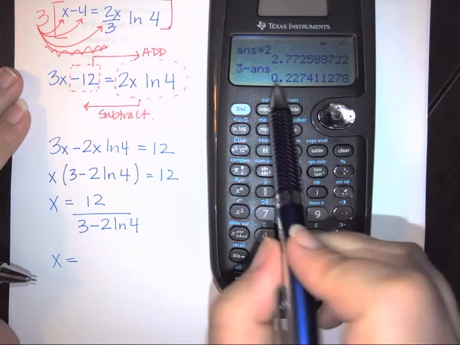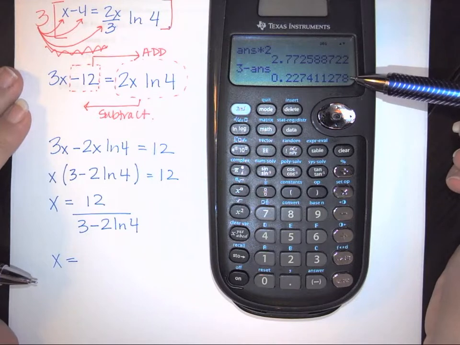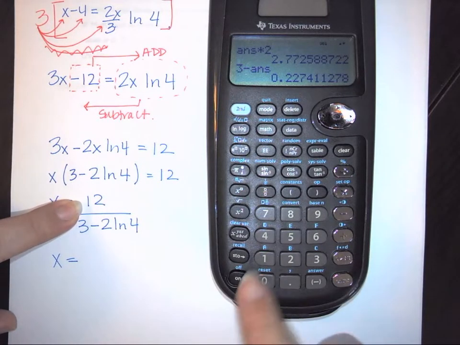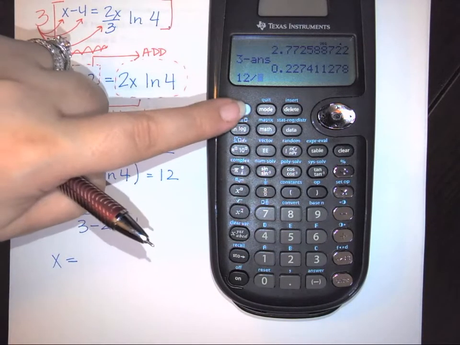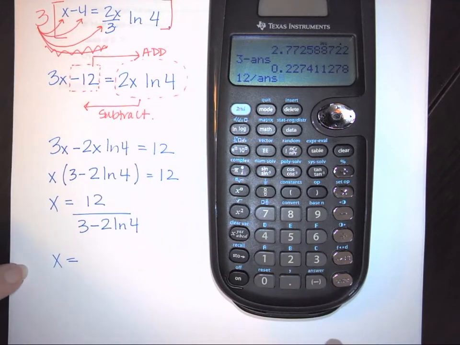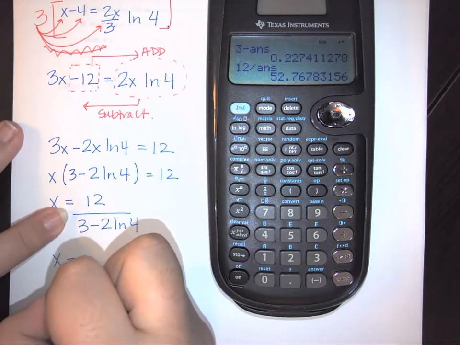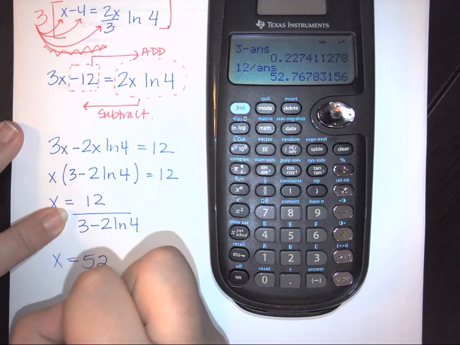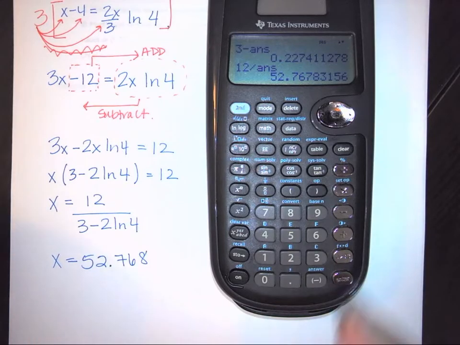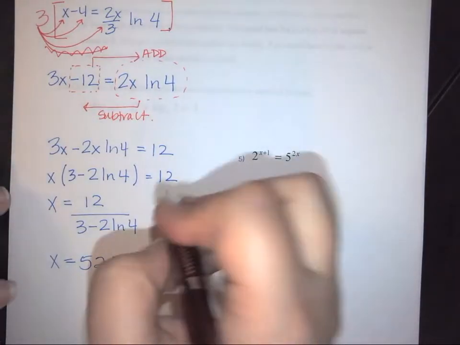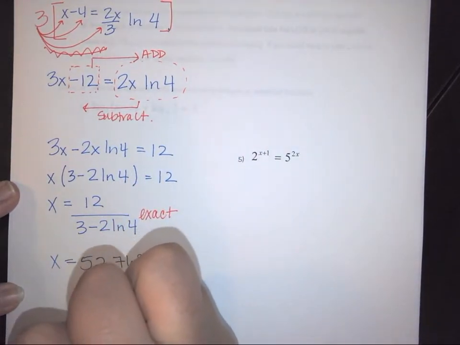So when I hit enter, I get this new decimal. Again, I'm going to house this as now the new last answer. And I need to do 12 divided by that number. So I'm going to go 12 divided by. Again, I'm going to hit second answer. And with that, I'm going to hit enter. And you see I get 52.768. And thus that was the result. So again, here again, we have your exact and we have your approximate.